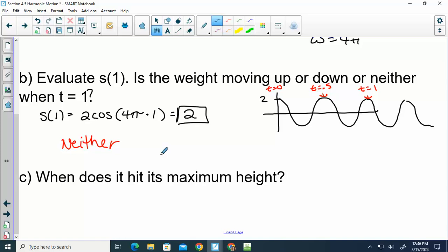When does it hit its maximum height? 0, 1 second. Every 0.5 seconds.